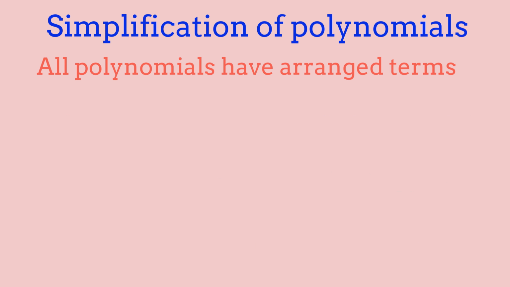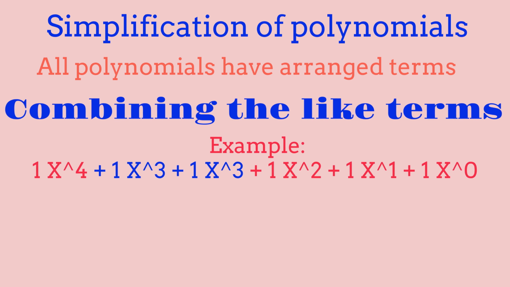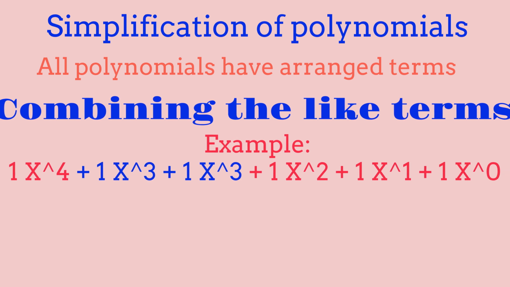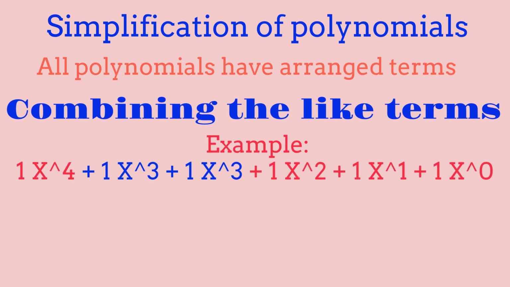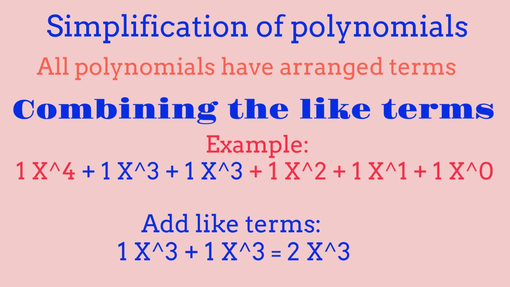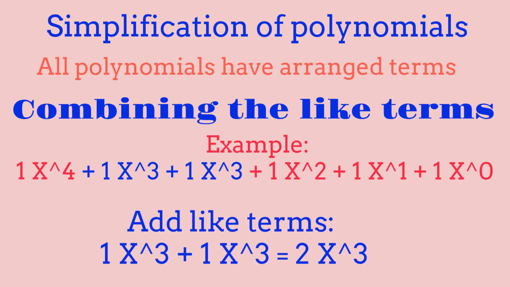And we can also simplify our polynomials by combining the like terms. So for example, if we have 1x to the power of 4 plus 1x to the power of 3 plus 1x to the power of 3 plus 1x to the power of 2 plus 1x to the power of 1 plus 1x to the power of 0. So in this polynomial, we see that 1x to the power of 3 plus 1x to the power of 3 are like terms, so we can just add those two together. And if we add them, we're just going to have 2x to the power of 3. So this way, it just makes our polynomial easy to solve.